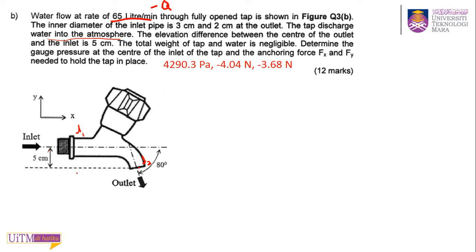The total weight of the tap and water is negligible, so there is no W downwards. Determine the gauge pressure at the center of the inlet, so they ask you to find P1. And the anchoring forces Fx and Fy needed to hold the tap in place, so they ask you to find Rx and Ry. Some follow this reference.